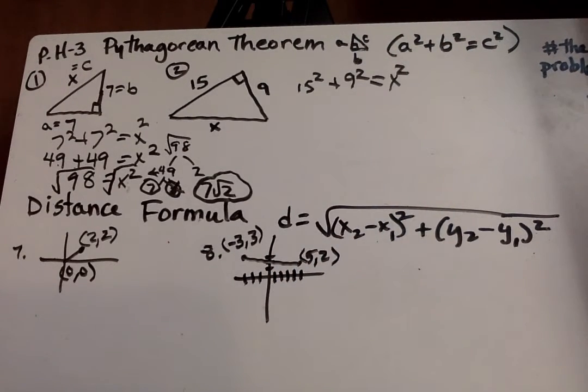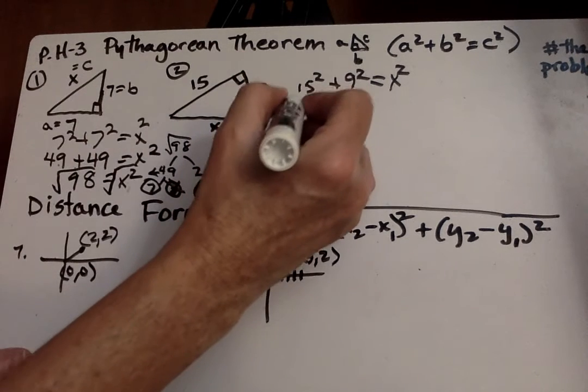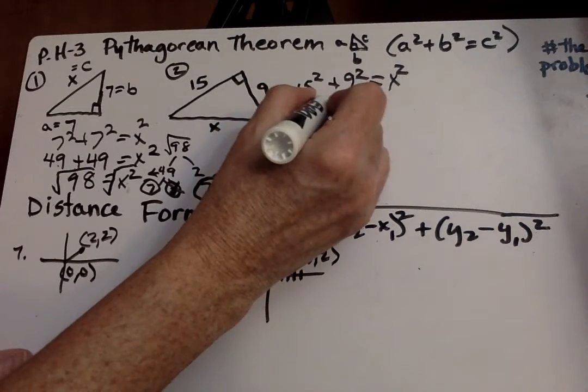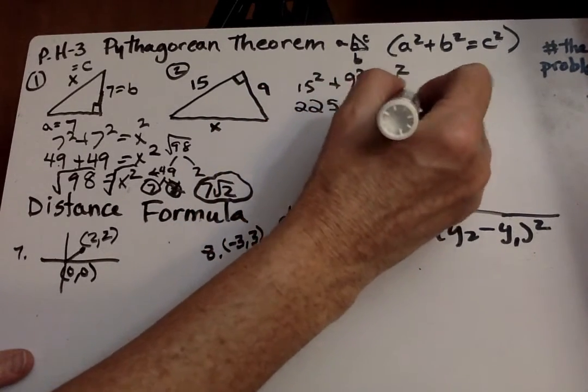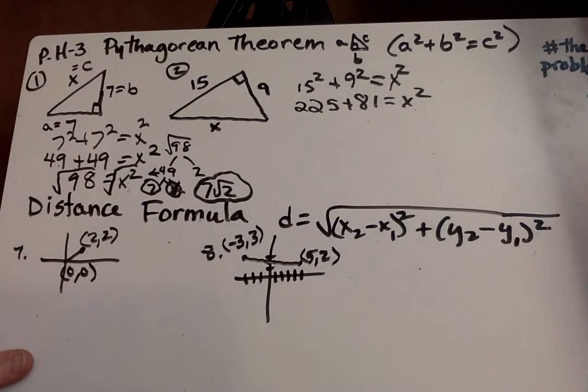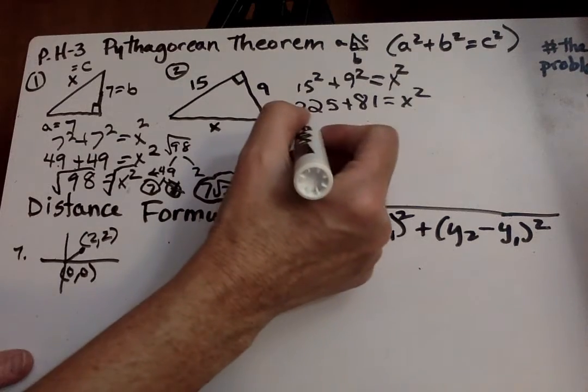15 squared, you can take your handy dandy calculator. 15 squared is 225, plus 81 equals X squared. So 225 plus 81 is 306.